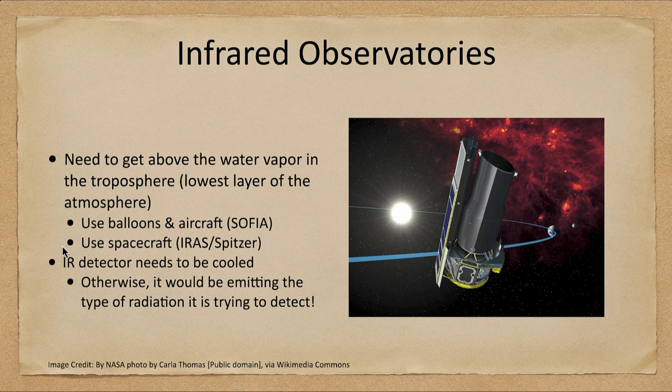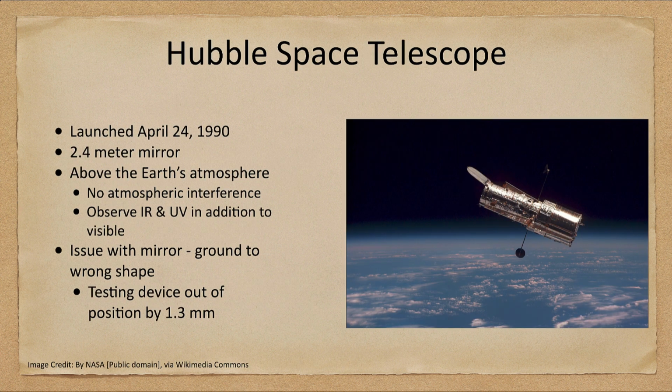Now we can also put visible light telescopes up in space, and Hubble Space Telescope is one of these, launched in April of 1990 with a 2.4-meter mirror. So here we see Hubble. It's up above Earth's atmosphere, so there's no interference. And what that means is that we can get the theoretical resolution that we discussed previously and not have to worry about atmospheric seeing.